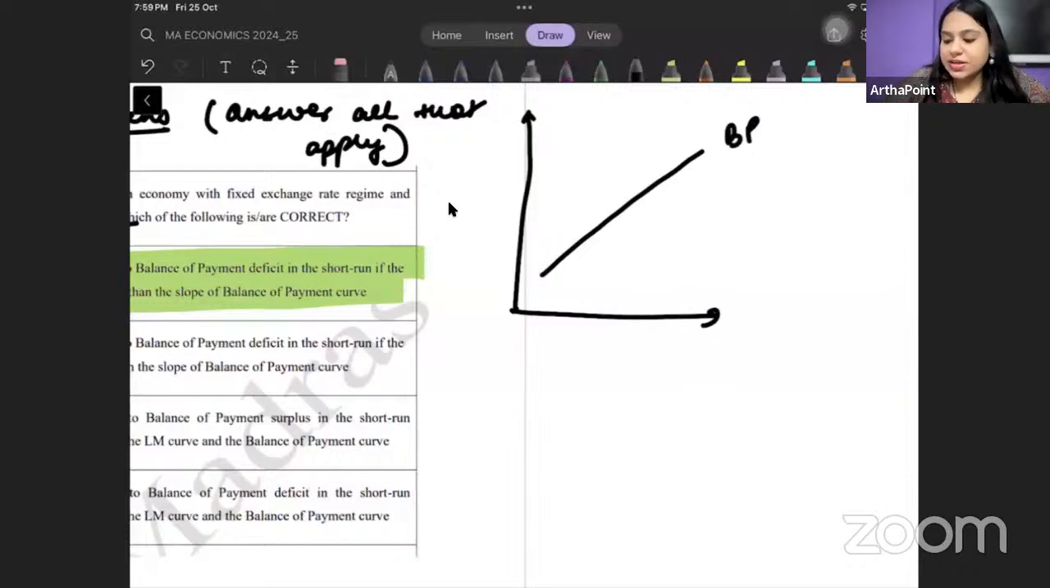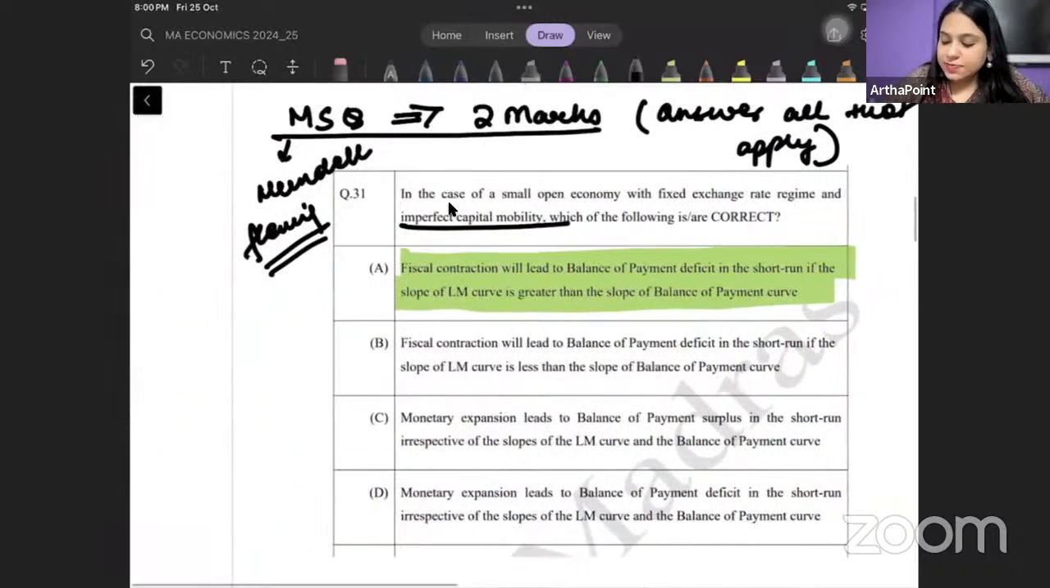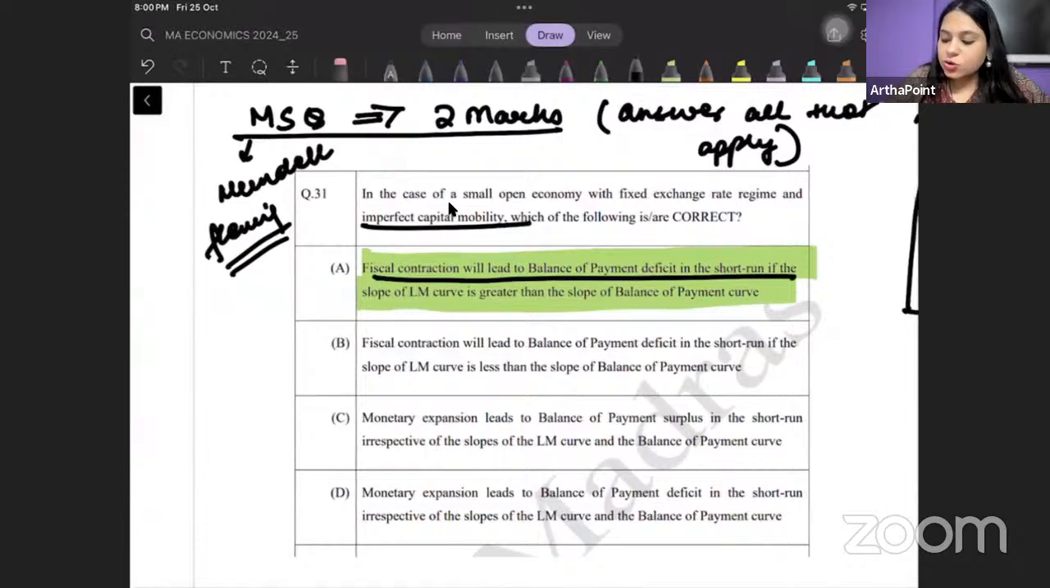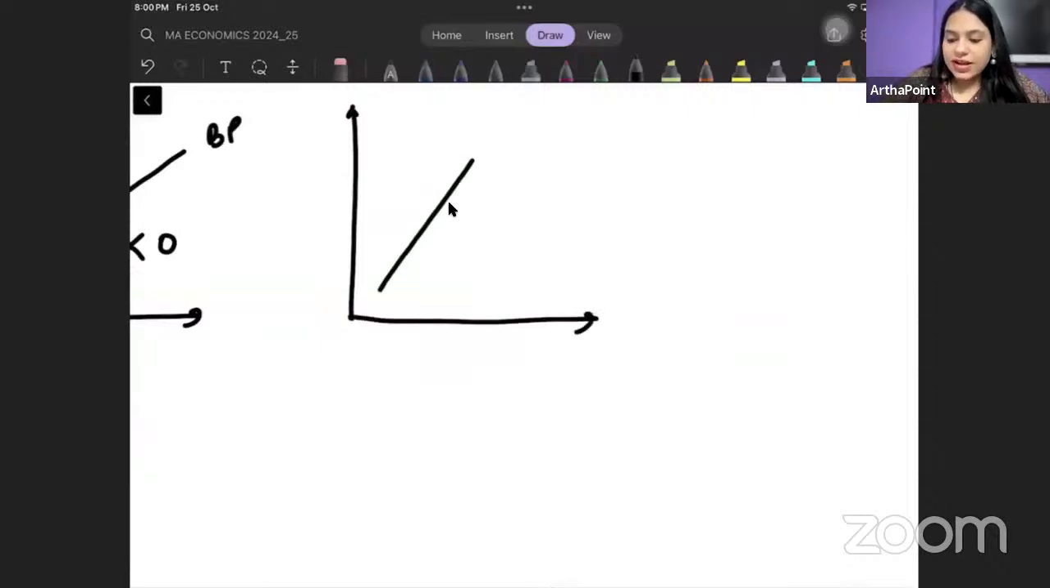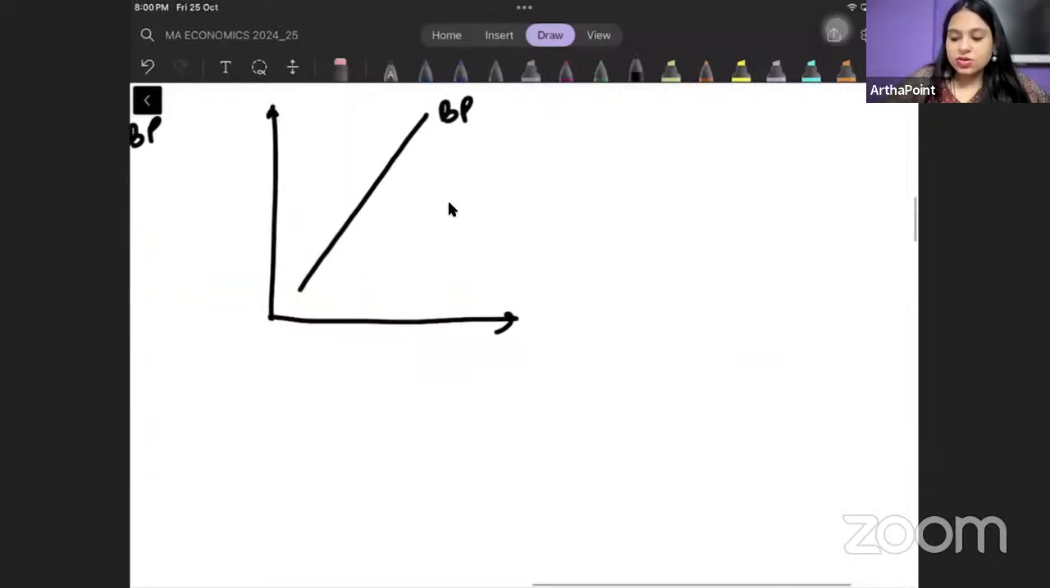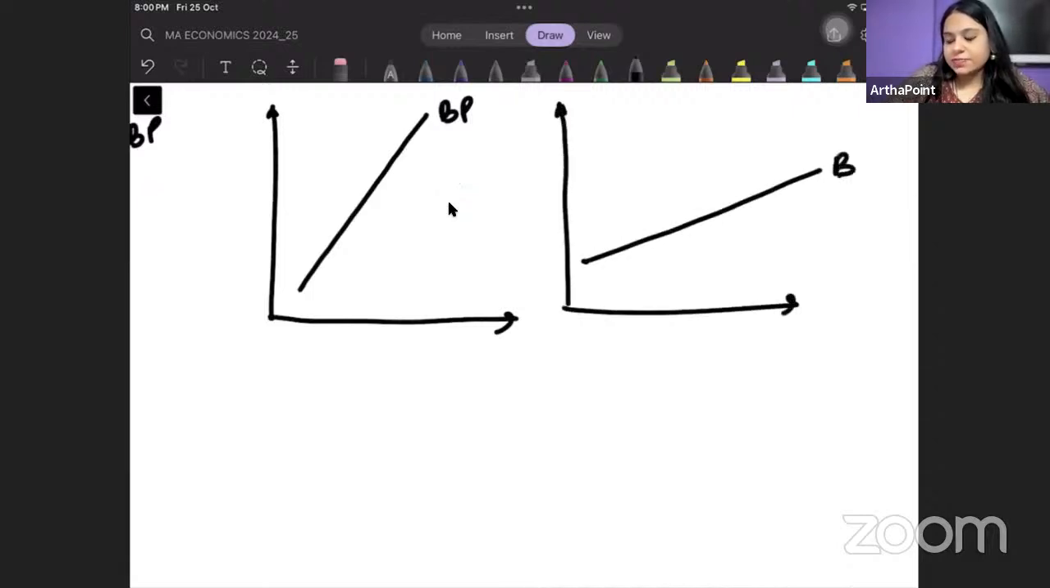Good. BP greater than 0. And points below the BP curve? BP less than 0. Right? ठीक है, okay. Now let's look at the first statement. Fiscal contraction will lead to balance of payment deficit. So I am drawing two kinds of curves. One will be BP vertical, steeper, and the other will be BP flatter.